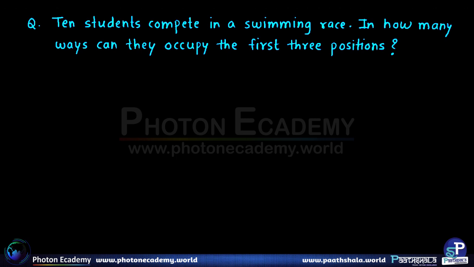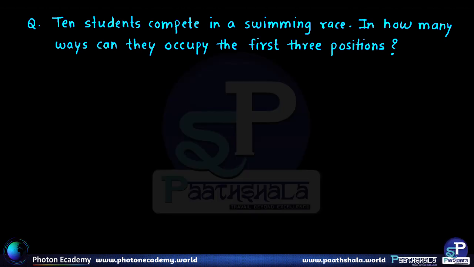The 10 students compete in a swimming race. In how many ways can they occupy the first 3 positions? So the first 3 positions means nothing but the first 3 winners of the race. So once again, if we designate the 3 positions by these 3 marks, so we have 1, 2, 3. So the 1 is the winner, second is the first runner-up and the third is the second runner-up.